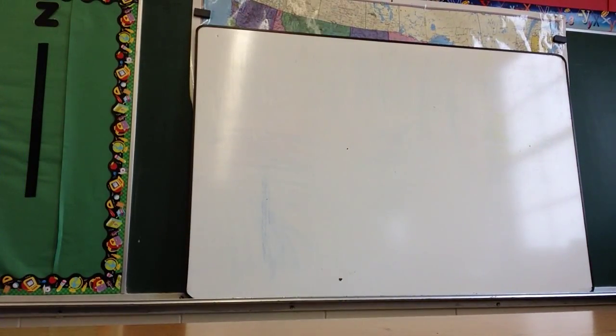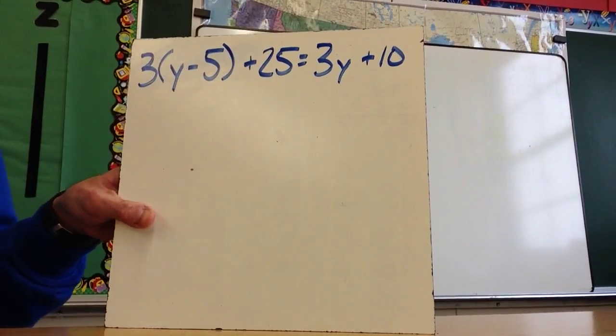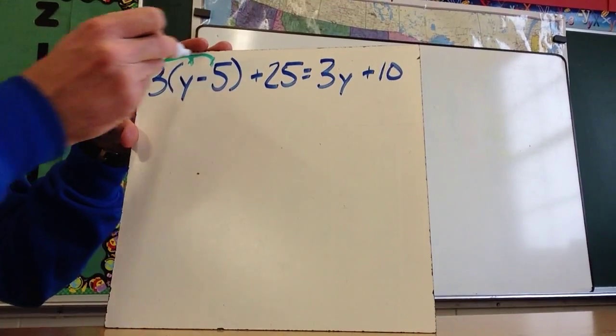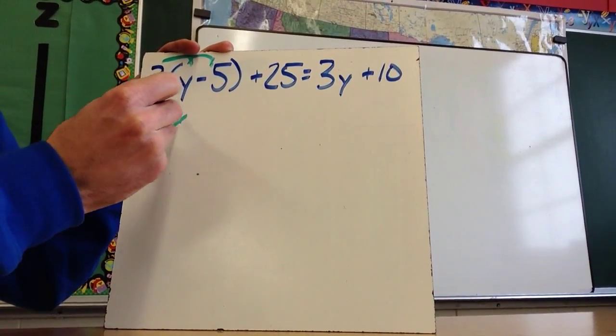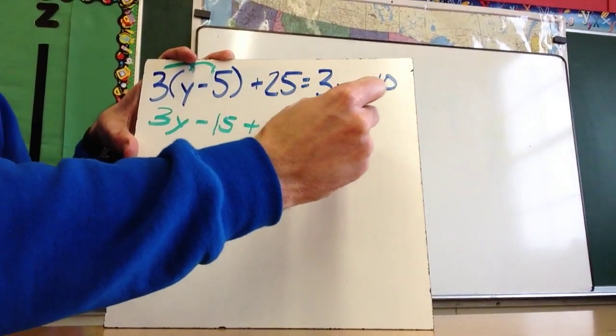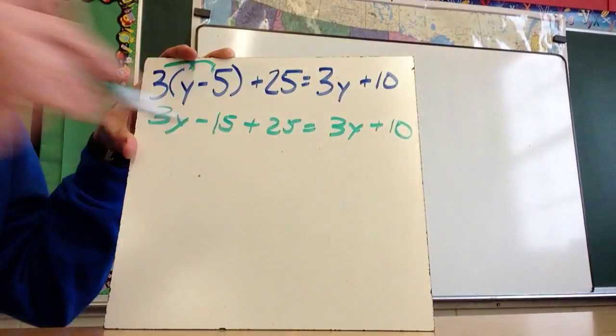All right, now let's talk about a couple of special circumstances. Let's start with this one. So the first thing I'm going to do is multiply the 3 to both terms. So I end up with 3y minus 15 plus 25 equals 3y plus 10.